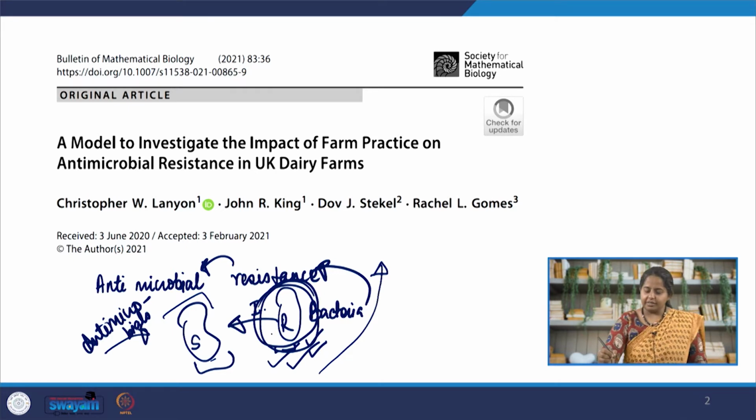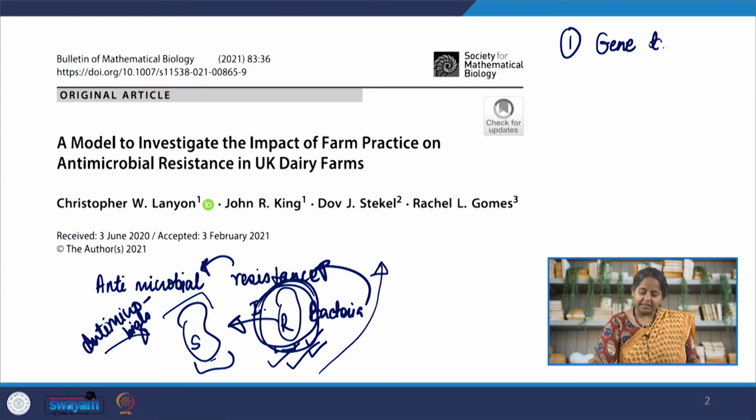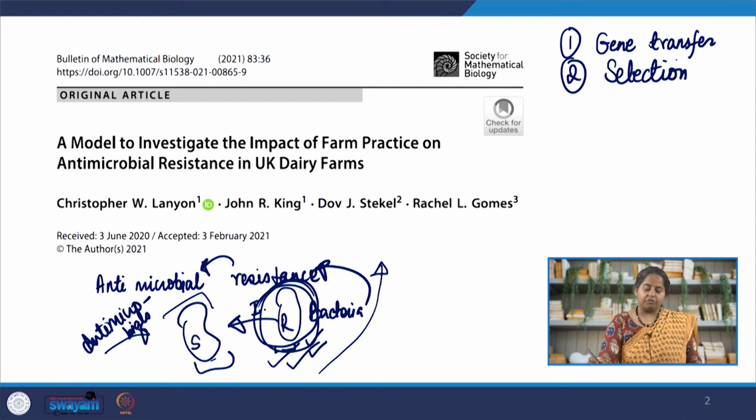So to summarize, one is by gene transfer. The technical term is horizontal gene transfer. And the second is selection of resistant bacteria because of the pressure of antimicrobial in the environment. So we are going to include both of these in our empirical model. Now let's try to understand what particular environment this paper targeted.